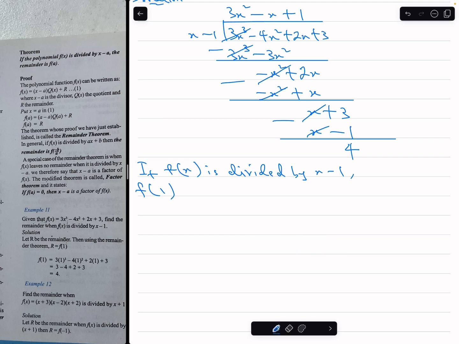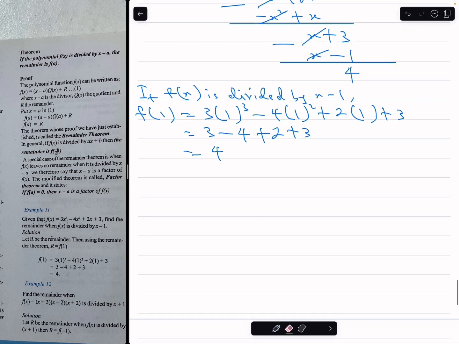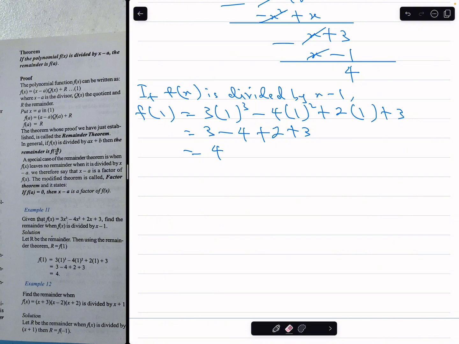So f of 1 is the same as 3 multiplied by 1 cubed minus 4 times 1 squared plus 2 times 1 plus 3. The cube of 1 is 1 times 3, that's 3. The square of 1 is 1 times minus 4, that's minus 4, plus 2 plus 3. And that's equal to 3 minus 4 is minus 1, plus 2, that's 1, plus 3, that's 4. And it's the same as what we got when we used the long division. So the remainder theorem makes it much shorter.